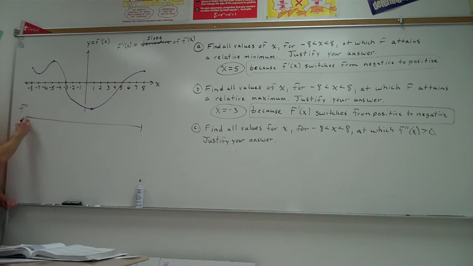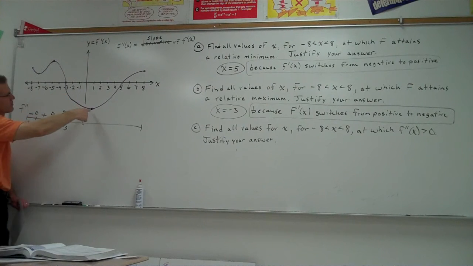So between negative 8 and negative 7, what's the slope? Negative. How about at negative 7, what's the slope? 0. Between negative 7 and negative 5, what's the slope? Positive. I'm talking about the slope of f prime, so really I'm talking about f double prime. At negative 5, what's the slope? 0. How about at negative 3, what's the slope? Undefined, because it's a vertical tangent right there. It told us that in the directions.